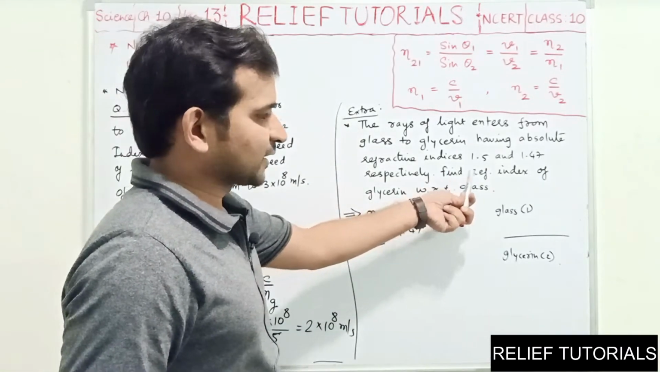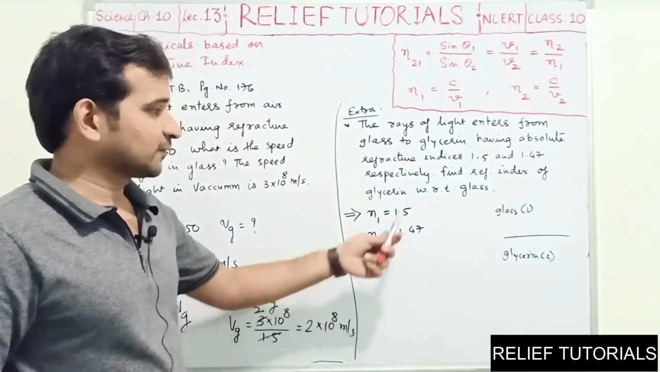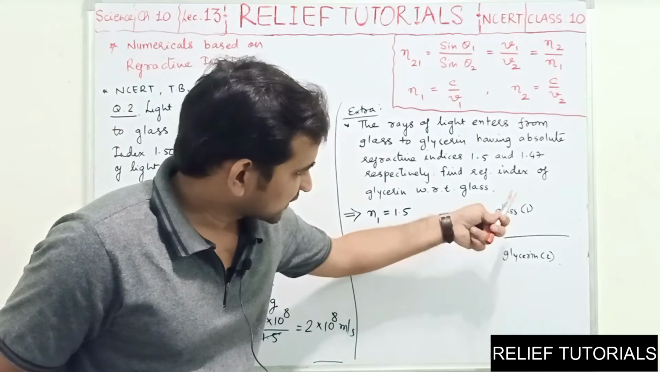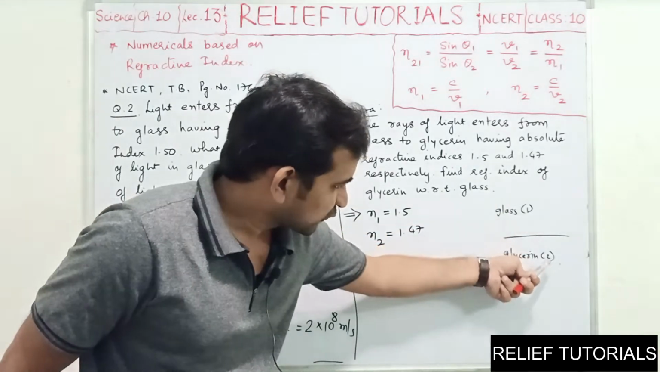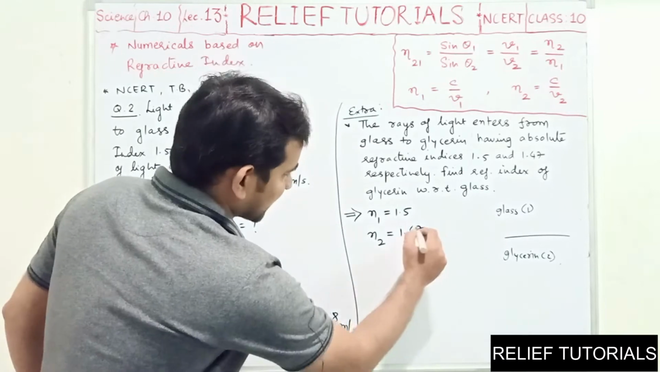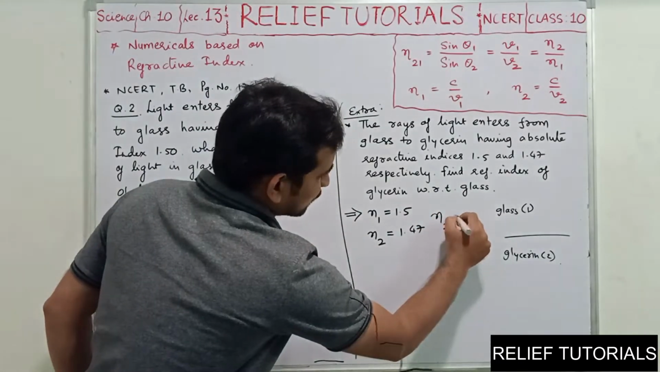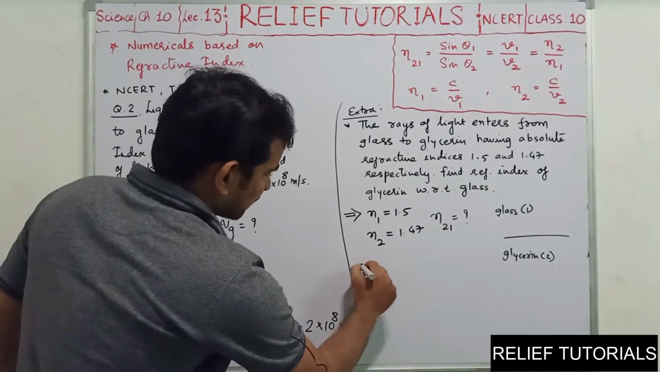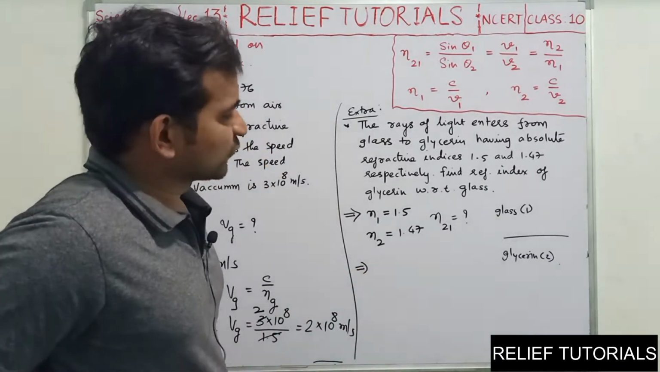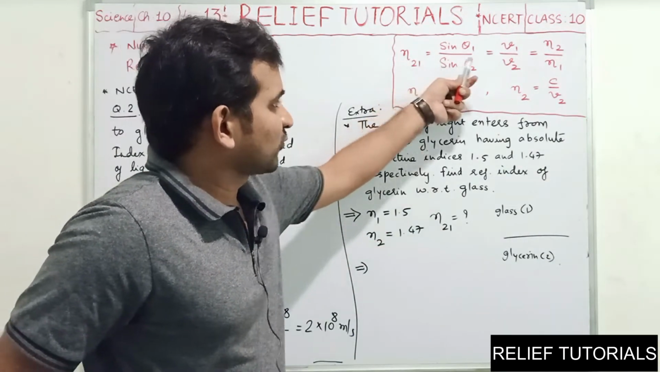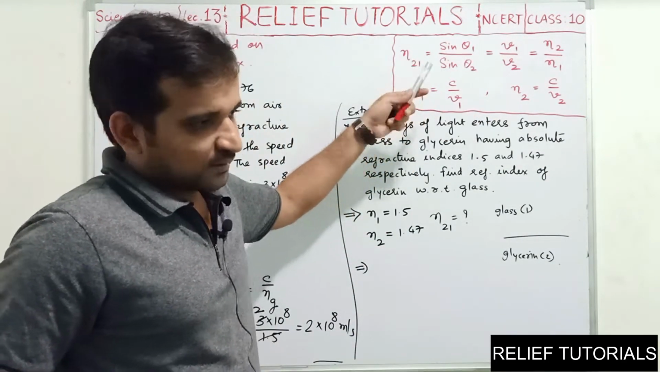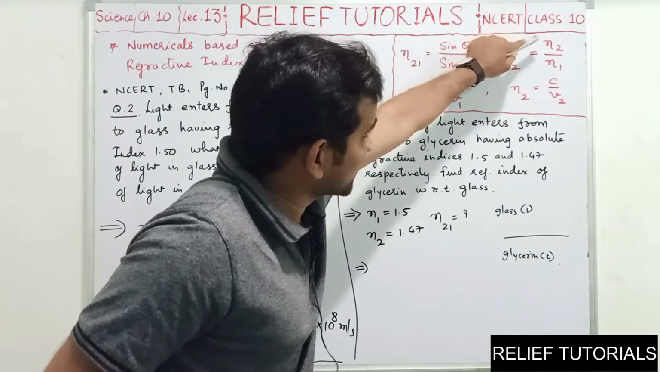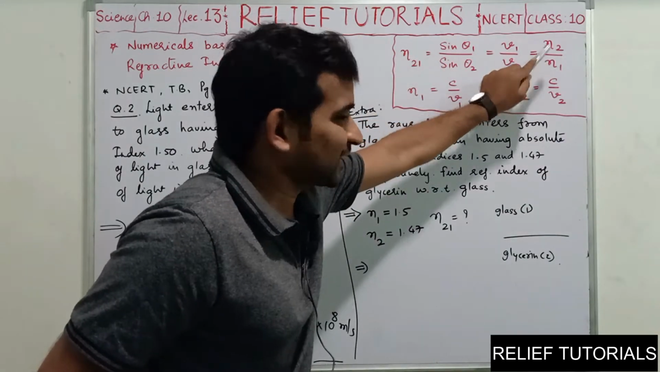The question is, find the refractive index of glycerine with respect to glass. Relative refractive index of glycerine with respect to glass means refractive index of 2 with respect to 1. So they are asking for eta 21. Now, which formula can we use for eta 21? We have three different formulas for eta 21: sin theta 1 upon sin theta 2, v1 by v2, and eta 2 by eta 1. I think we can use the last formula.